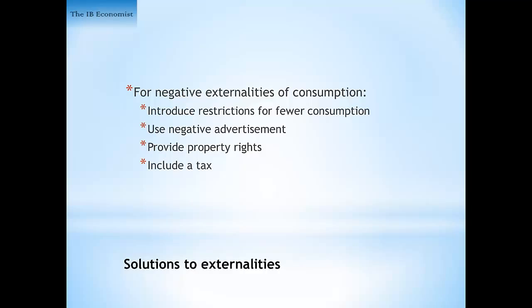A final solution would be to include a tax. Now, similarly to the case when we had a negative externality of production, a tax can be used in order to decrease the level of consumption, and we will see how it works. Okay, let's have a look at a graphical illustration with negative externalities of consumption and how these solutions will provide a correction to the equilibrium.